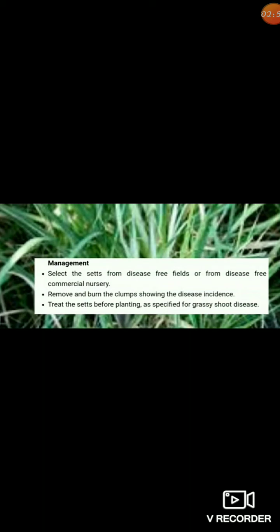We can treat the sets before planting, as specified for the grassy shoot disease. In the grassy shoot disease, we treat the sets with hot water or with hot air at about 54 degrees Celsius. The next disease is the red stripe disease in sugarcane.